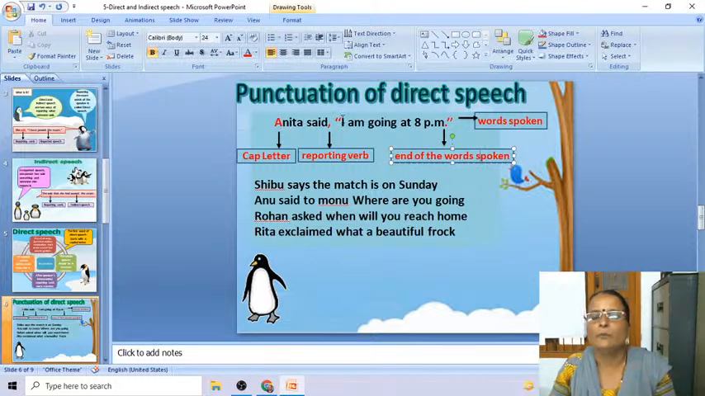Why did I put inverted commas? Because this is what is spoken by Anita. So it should be in inverted commas. "I am going at 8 p.m." This is a statement, so after 8 p.m. you have to put a full stop. The first letter should be capital, like in "I am going," I should be capital. After said, a comma; whatever is spoken should be within the inverted commas. At the end, if it is a statement, a full stop. If it is a question, a question mark. If it is an exclamation, then an exclamation mark.